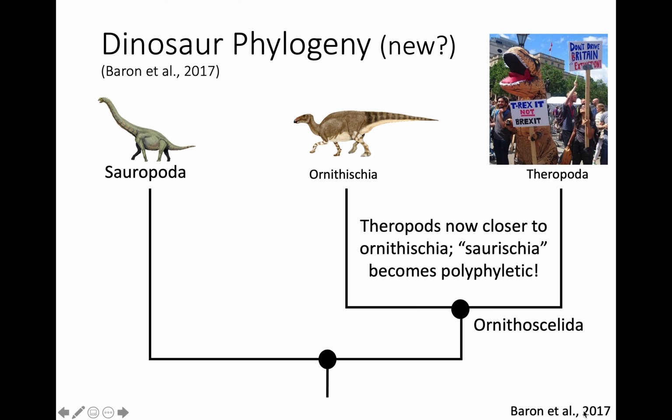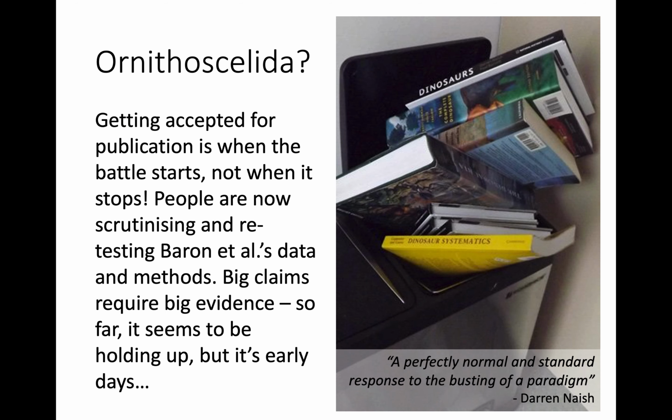2017. So what this could mean is that the theropods exited themselves from the Saurischians. T-Rexiting themselves from the situation. Ha.